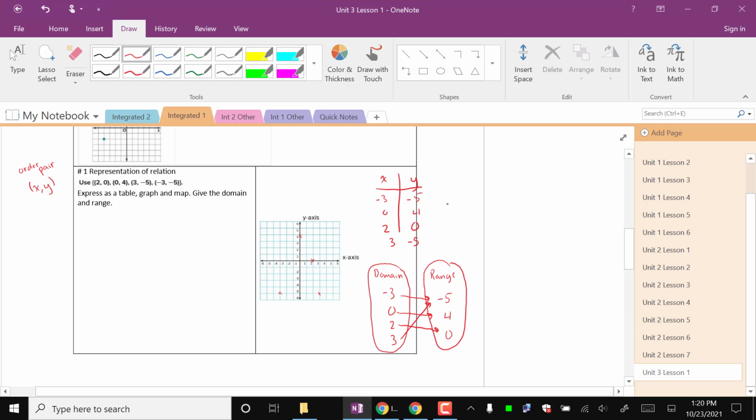Now what we're going to do is express them as a domain and as a range. So again, the domain, those are all your X values. So that's going to be -3, 0, 2, and 3. So I just took all my X values. My range is all my Y values. Do not repeat them. So if anything repeats, we don't need to write it down a second time. So -5, 4, and 0. So -5 repeats, so we just have to write it once.